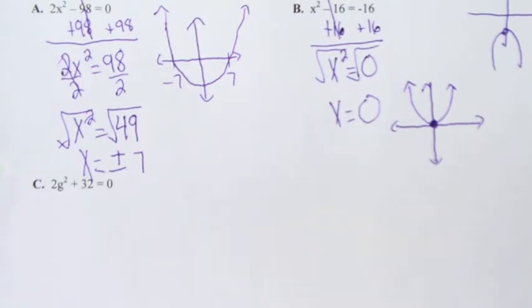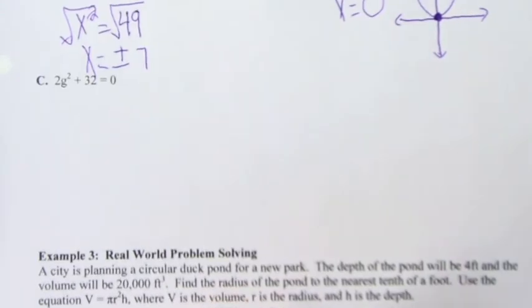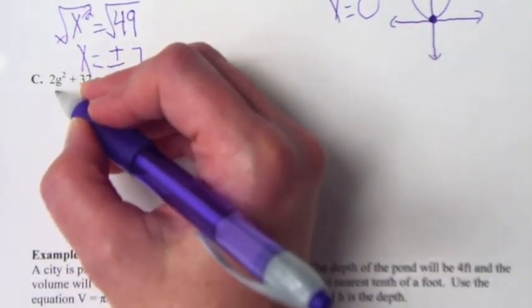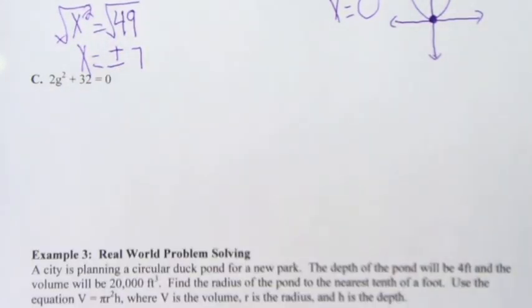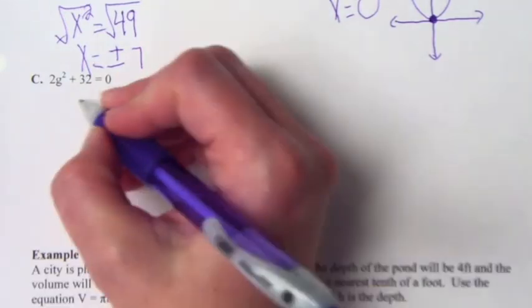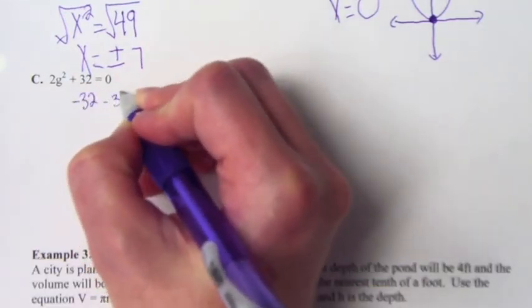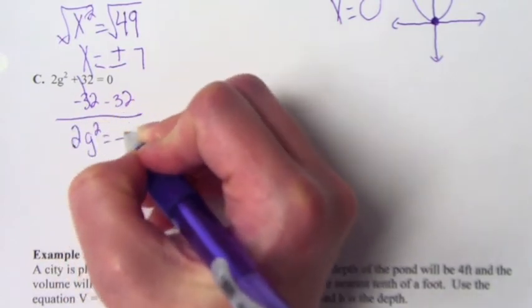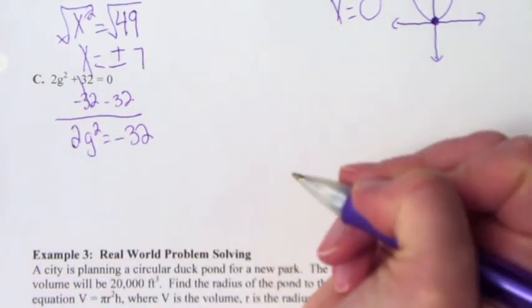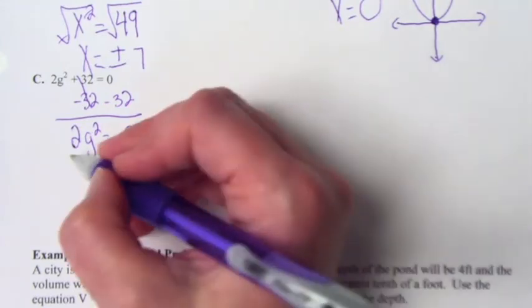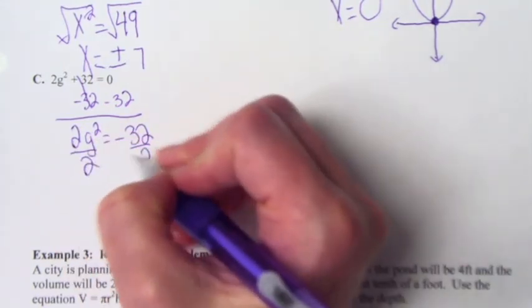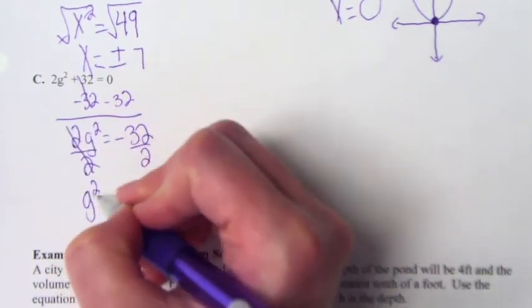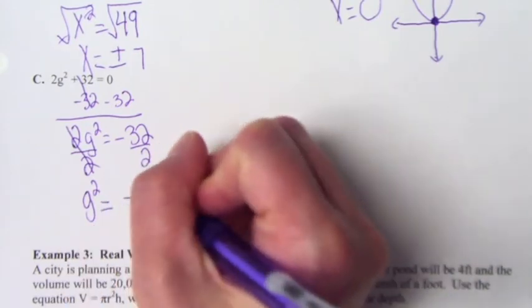All right, so let's look at the next one. Any questions so far? Okay, letter C. We have to get g squared by itself. So how do we begin? Good. Subtract 32 from both sides. So we get 2g squared equals negative 32. Divide both sides by 2, and we get g squared equals negative 16.